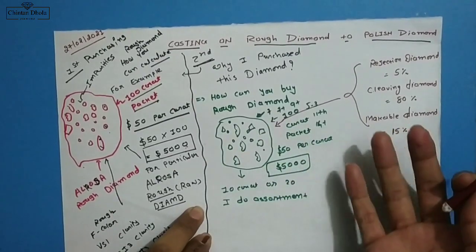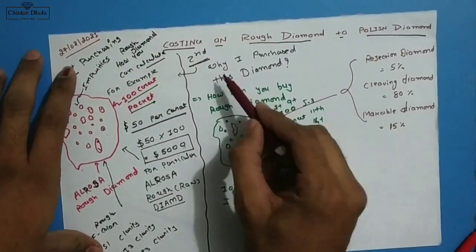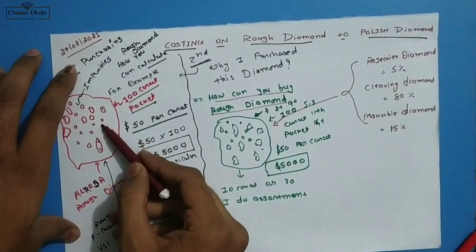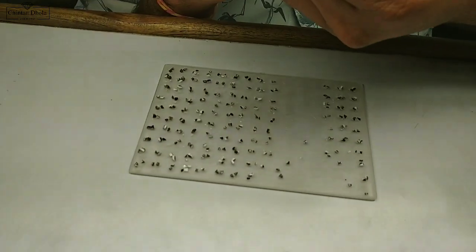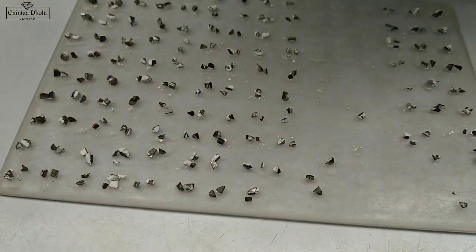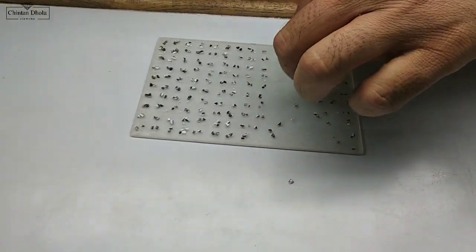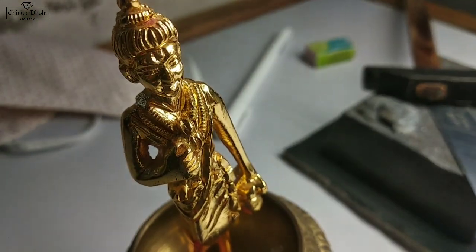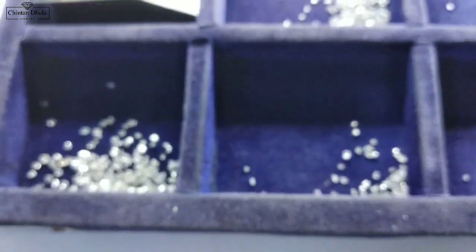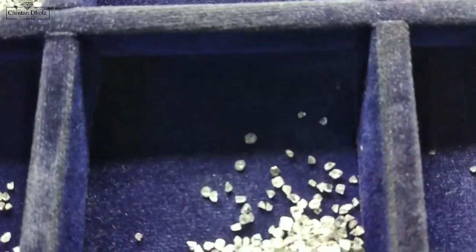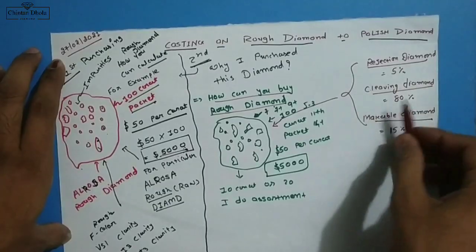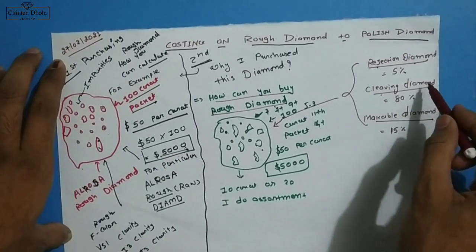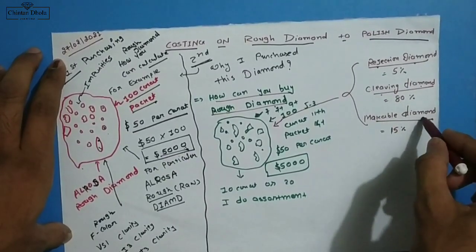So this is a simple method. This is the process of how you can buy rough diamond. So this is the basic step of how you can purchase rough diamond. In this particular video I totally show you how you can buy rough diamond, as well as the price list of particular rough diamond and what the different steps are before you purchase rough diamond. Okay, so you have to just see how many percentage of rejection diamond, how many percentage of cleaving diamond, and how many percentage of makeable diamond.